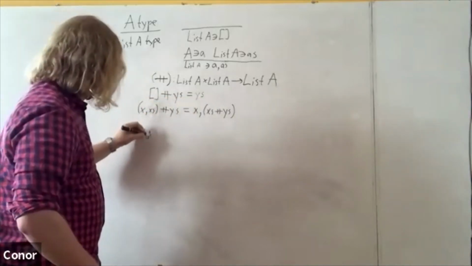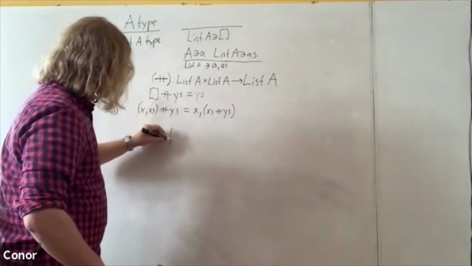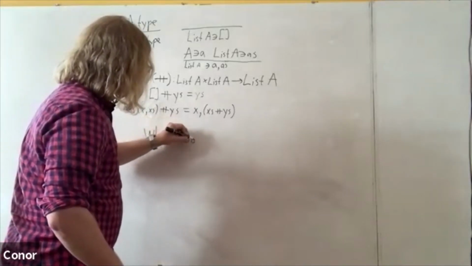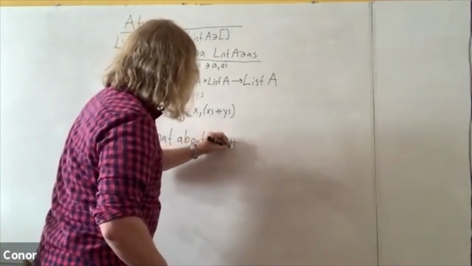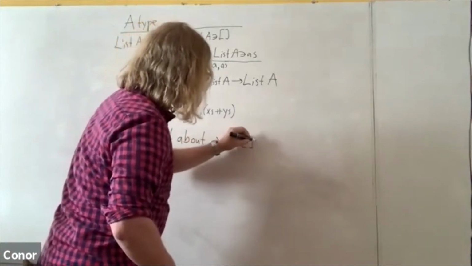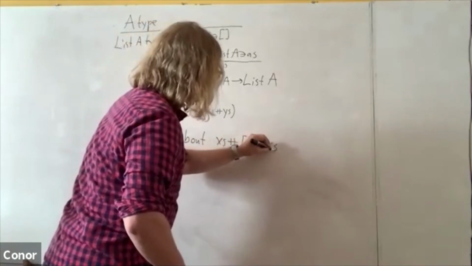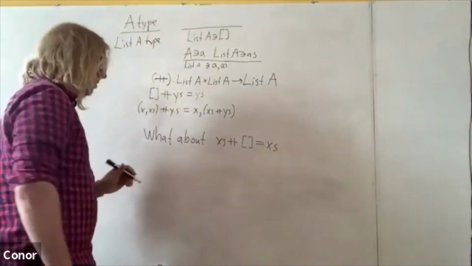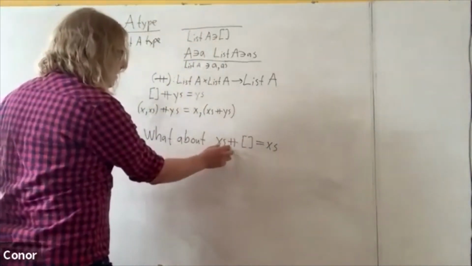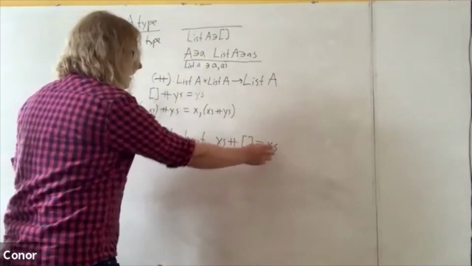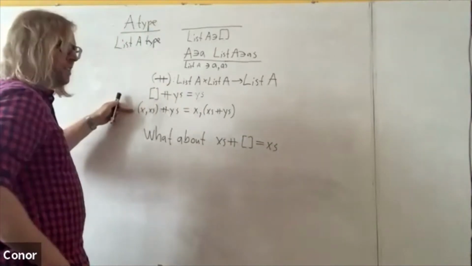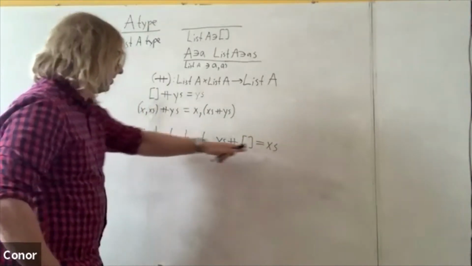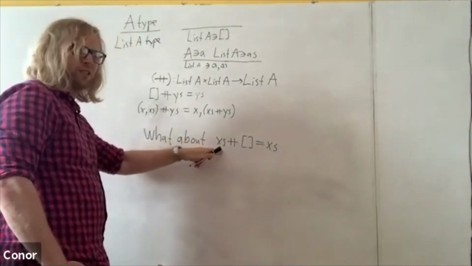But what about the equation x's append empty list equals x's? This should intuitively also be true, right? So if I take one list and I append nothing on the other end, then I get the same list back. But this is not one of the equations that I've written down here. So it's not obvious that this equation should be true. You have to prove it.